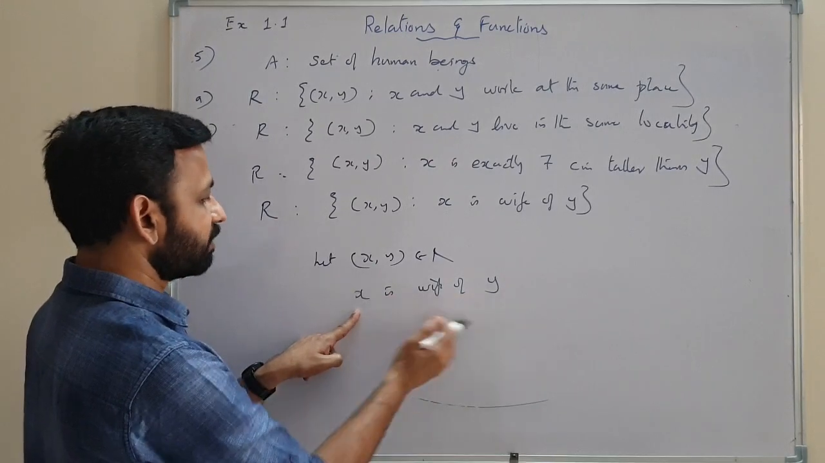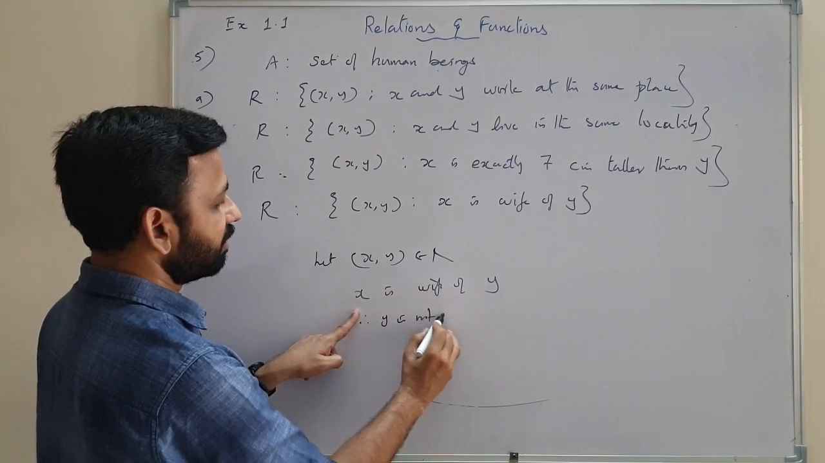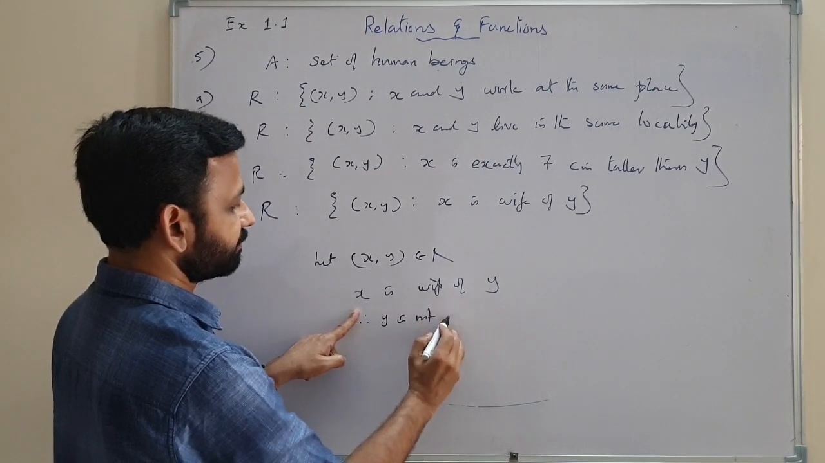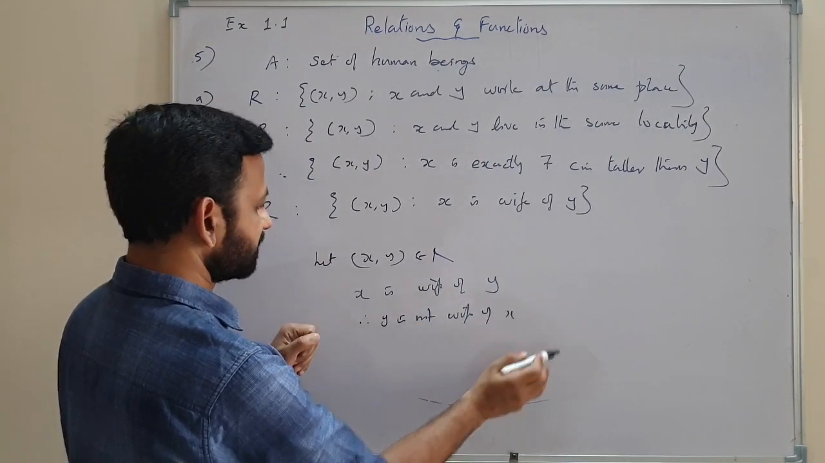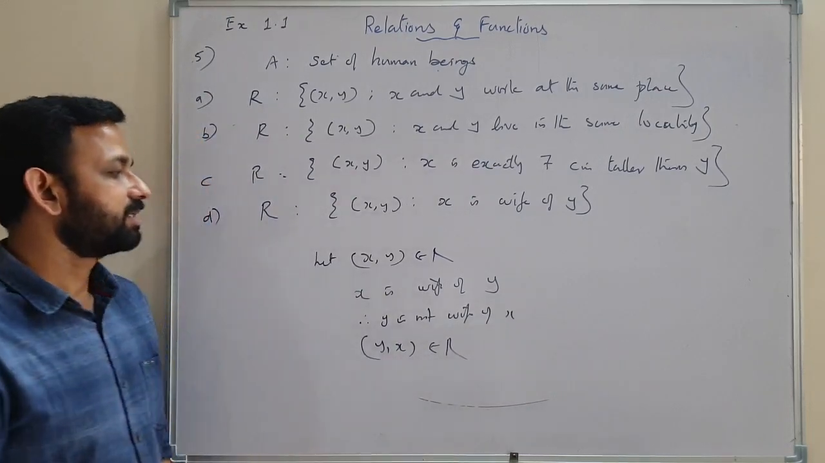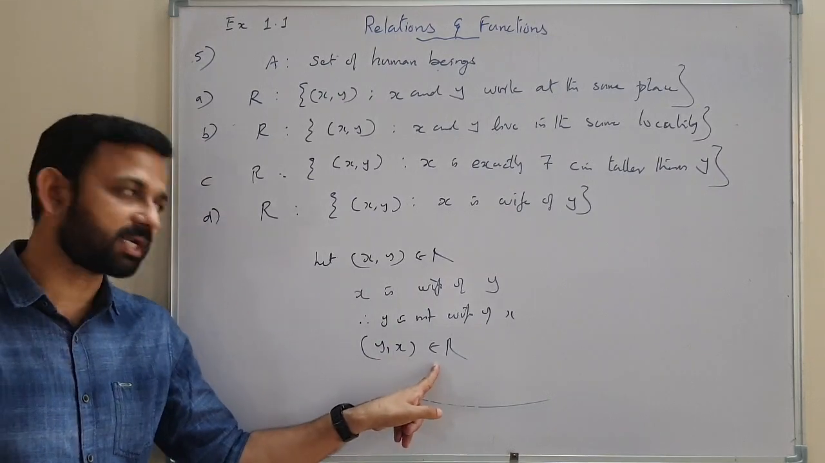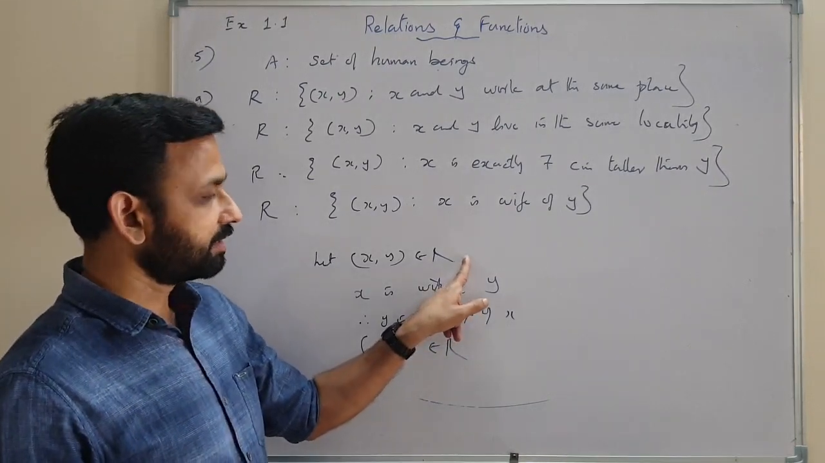So y is husband of x. If x is wife of y, therefore y is not a wife of x. Therefore yx does not belongs to R. So xy belongs to R implies yx does not belongs to R. Therefore it is not a symmetric.